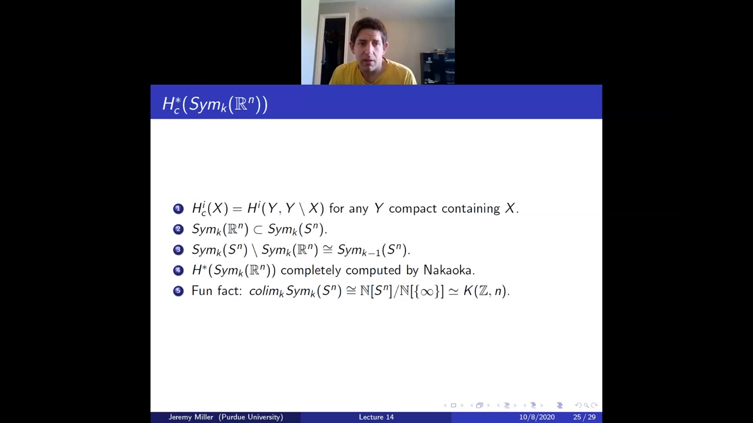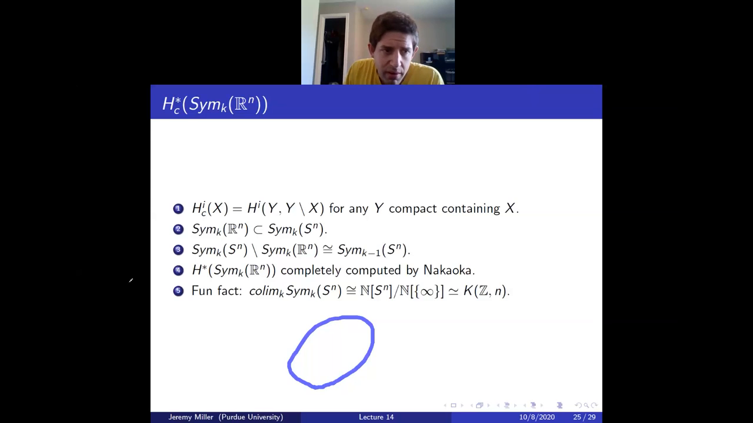So I'm just going to say, well, Sym^k R^n lives in Sym^k S^n. And if you think about it, the complement is going to be isomorphic to Sym^(k-1) R^n. Sorry, Sym^(k-1) S^n. So how do we think about this? Okay, so we got a sphere, or we got a circle. Let's just say n is 1, we have a circle.